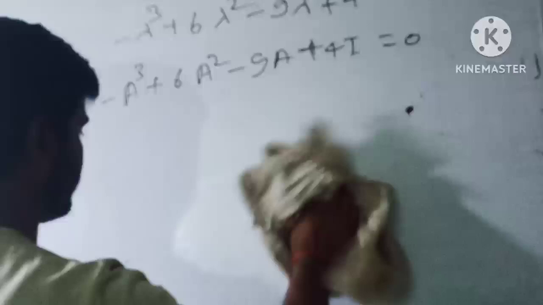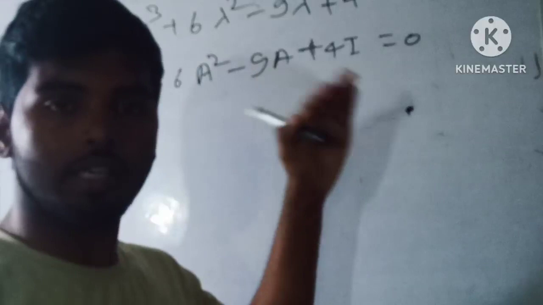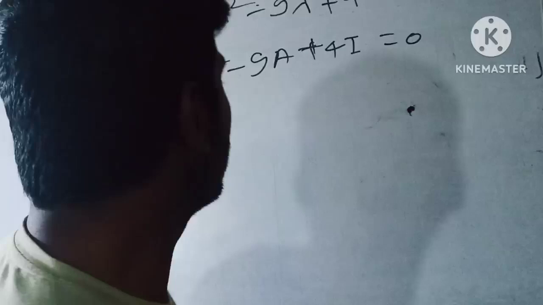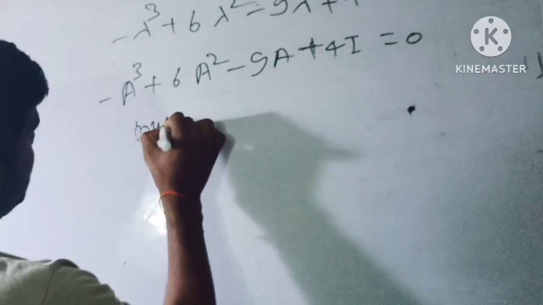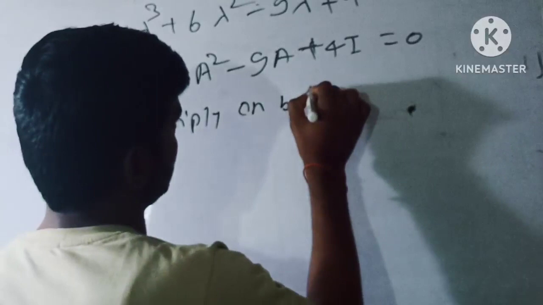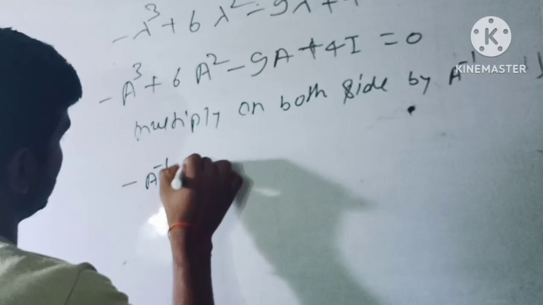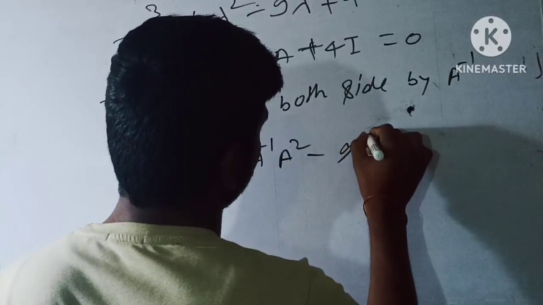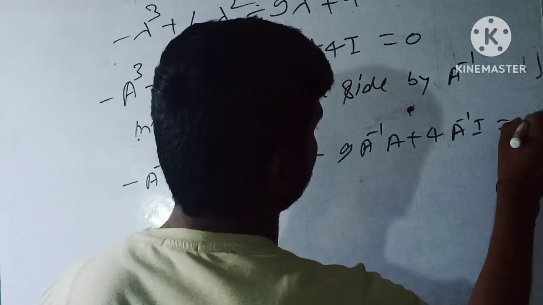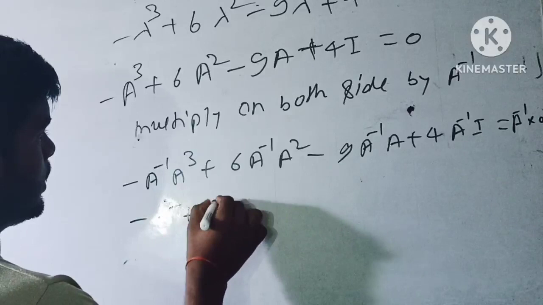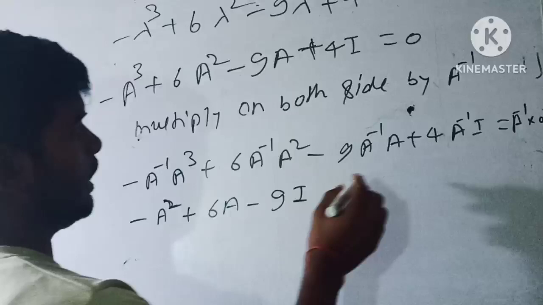Now we will find the inverse of that matrix, right? So how to find the inverse? We will multiply on both sides by A inverse, right? So minus A inverse A cube plus 6 A inverse A square minus 9 A inverse A plus 4 A inverse I equal to 0, right? A inverse into 0, right? So that is minus A square plus 6 A minus 9 I plus 4 A inverse, that is equal to 0, right?